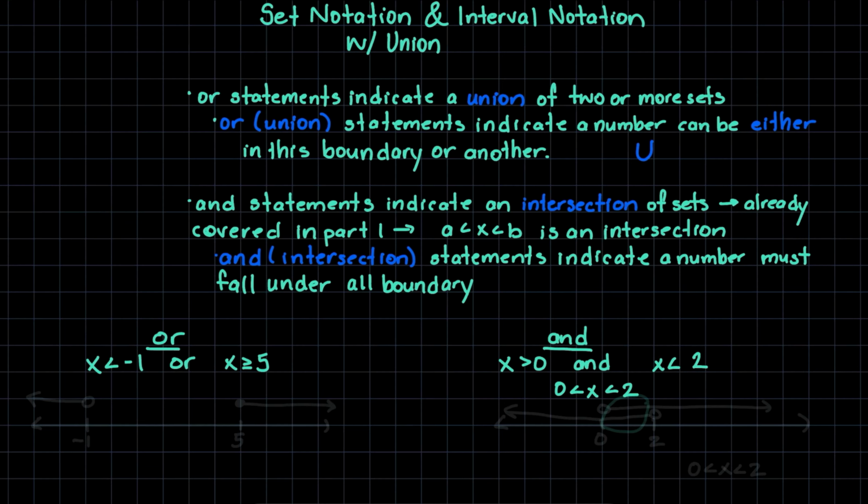So let's take a look. If I have an "or" statement, this statement is saying I'm less than -1 or greater than or equal to 5. The number line shows you cannot fall in both of those boundaries. You're either less than -1 or you're greater than or equal to 5.